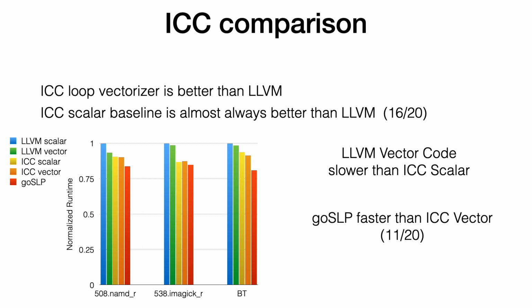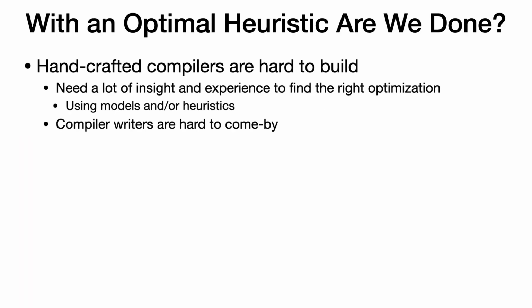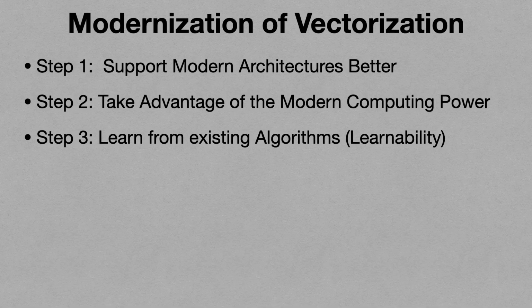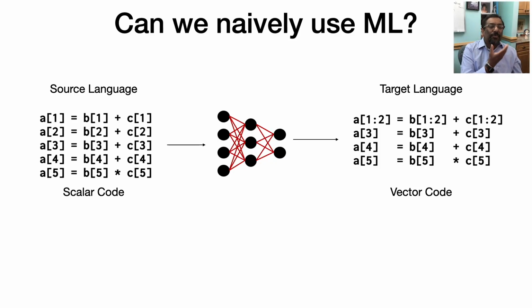So the question is, now that we have GoSLP, are we done? We got this optimal heuristic, but again, we have to handcraft GoSLP, all those rules and whatnot, to get the performance. These handcrafted compilers are hard to maintain. And as we saw before, compilers are much behind hardware. Even when hardware companies spend billions of dollars to get new hardware, the compiler is still not taking advantage of that. So can we remedy this? Can we learn from existing algorithms to compile? If you look at a compiler, as I told you before, a compiler basically takes one language and maps it to another language.